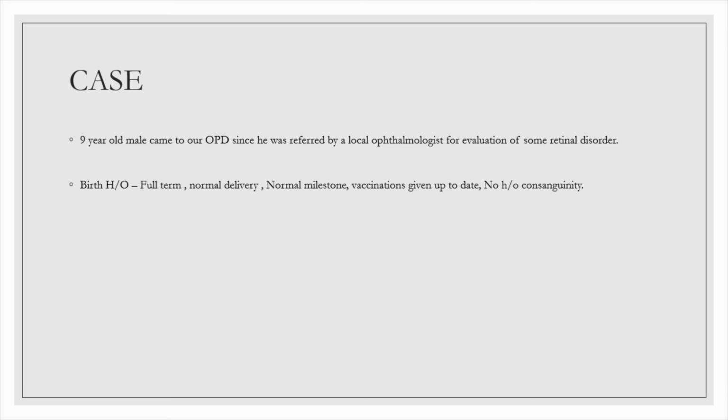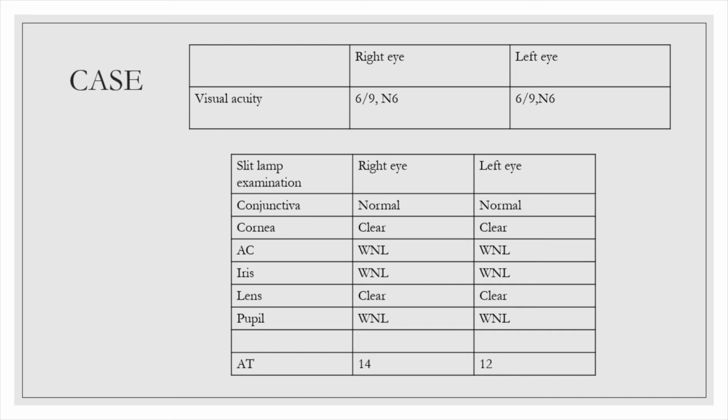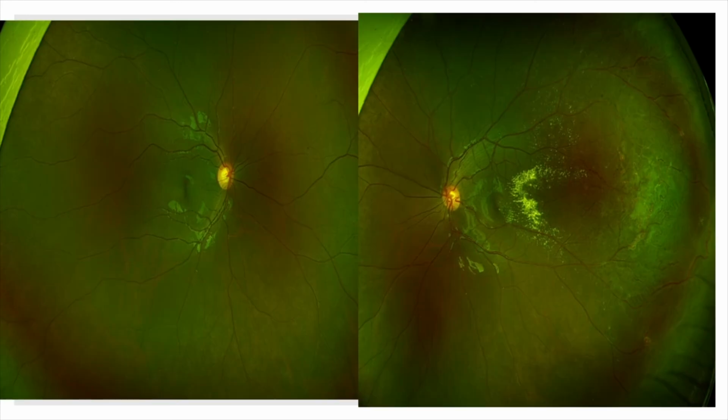A 9-year-old male came to our OPD, was referred by a local ophthalmologist for evaluation of some retinal disorder. His birth history was normal, milestones and vaccinations were up to date, and the vision in both the eyes was 6/9 and 6/6. Anterior segments and external examination were unremarkable. And this is the fundus photograph of the right and the left eye. Right eye looks predominantly normal, and left eye you can see hard exudates in the macular region and some vascular abnormalities in the temporal quadrant.